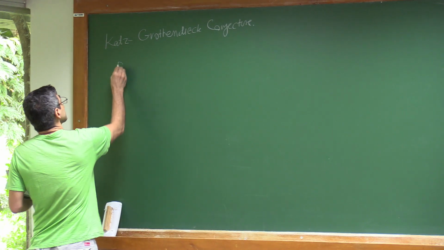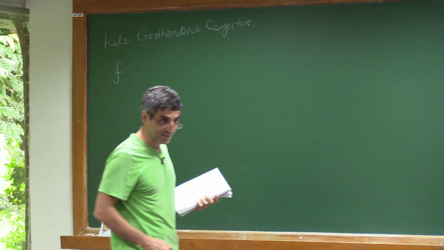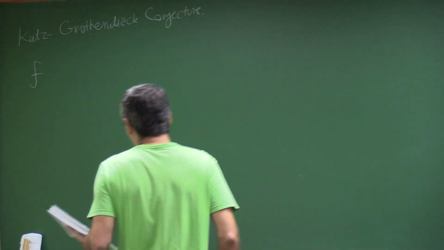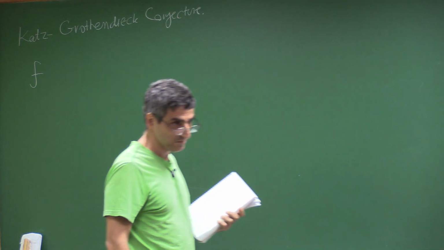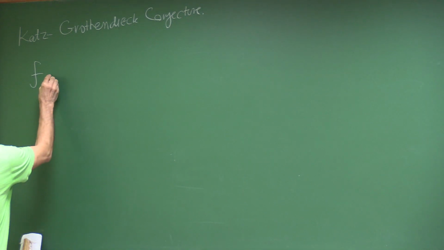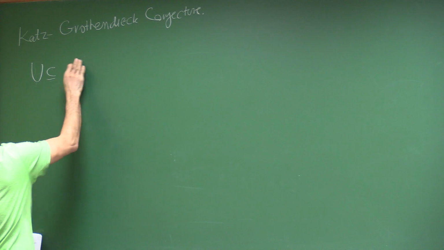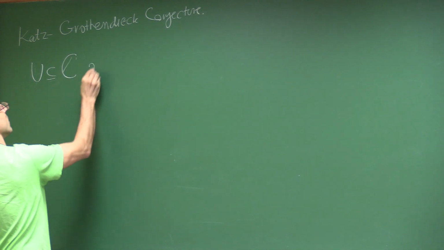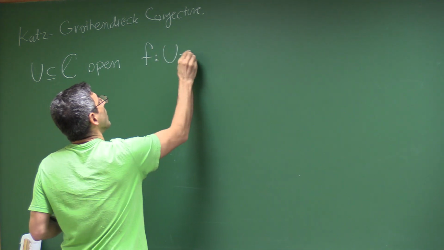I don't know this conjecture. Grothendieck conjecture. Why did you write Katz-Grothendieck? Maybe later we discuss. So let's say U open, F holomorphic.